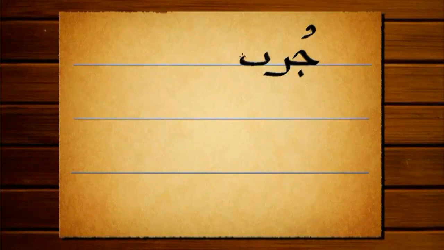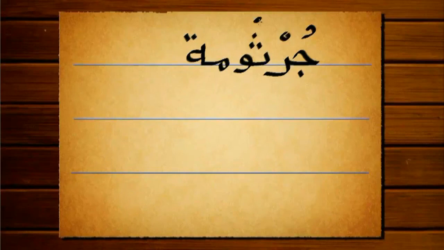The initial form of the letter is not a must to be in the beginning of a word. It also comes in the middle, like for example, the letter tha in the word Jurthuma, and here the letter tha.